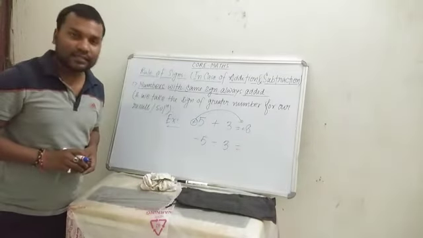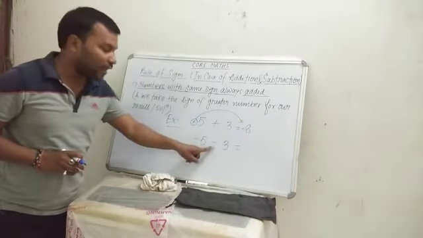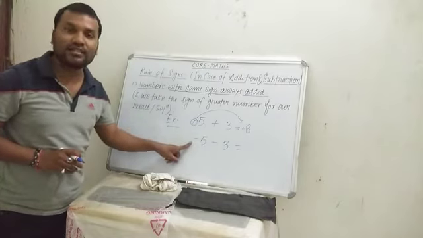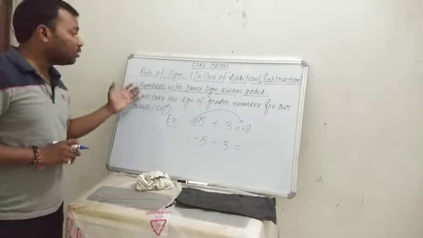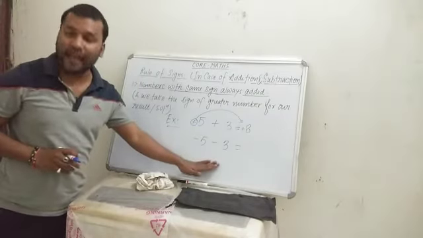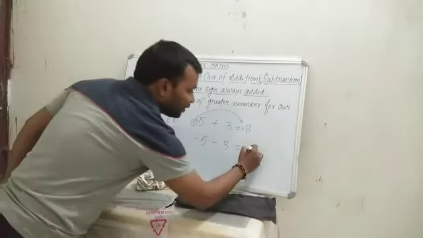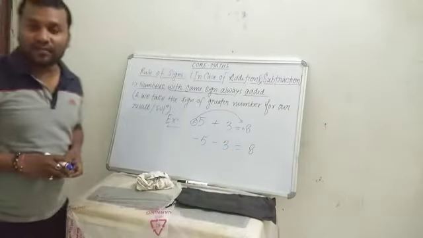In this example, we can see that the sign of 3 is negative and the sign of 5 is also negative. That is, both the numbers have the same sign. Now, according to the rule, if the numbers have the same sign, we add them. So we will add 5 and 3, which gives 8.